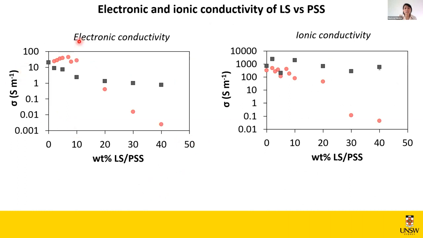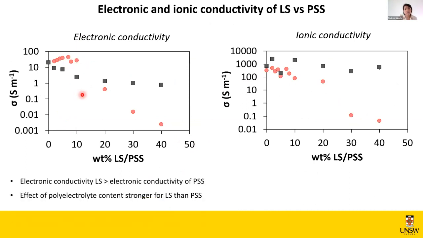Well, we can see that, for example, in the case of the LS, which is represented as red spheres in both cases, the lignosulfonate is going to have a higher electronic conductivity versus the electronic conductivity of the PSS. And as well, we can see that the effect of the polyelectrolyte content is stronger in the case of the lignosulfonate. The decrease is more drastic than in the case of the polystyrene.